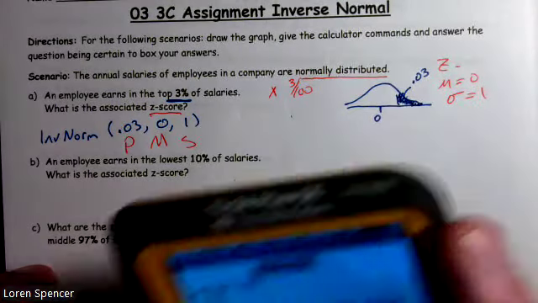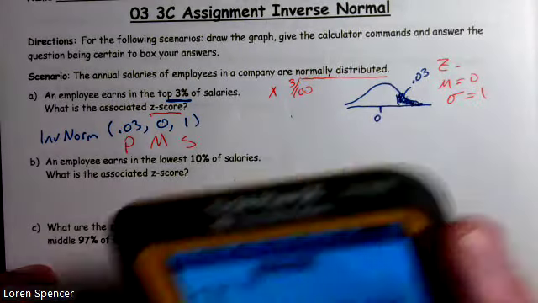All right. An employee earns in the lowest 10% of salaries. What is the associated Z score? Once again, I see that they give me a percent, so that lets me know I'm working with an inverse norm. And they said the lowest, so when I draw an X, the low part would be down below here. So it's going to be 10 over 100. All Z scores are centered at 0. And we're looking for the lowest 10%, or 0.10. We're looking for this X value, and this is our mean.